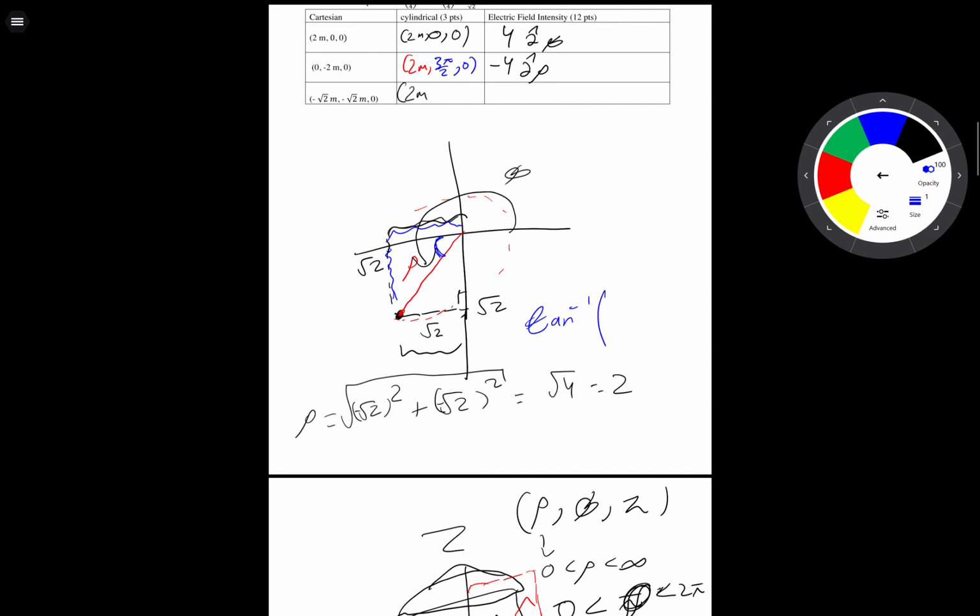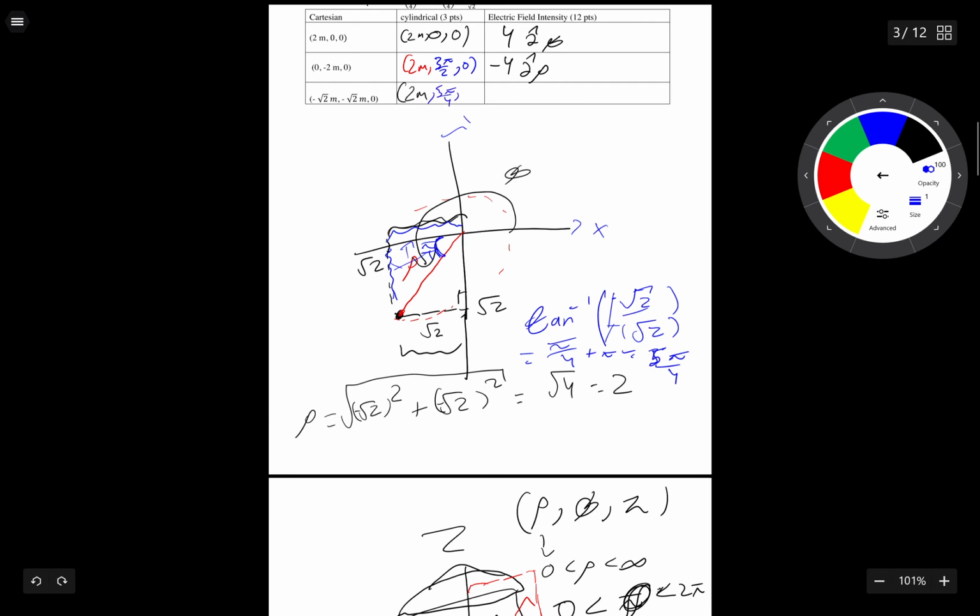So tangent over here: we have negative square root of 2 divided by negative square root of 2. These negatives cancel, and you're given pi over 4. Now this pi over 4 is this angle. But we know we're in the third quadrant, so phi is measured from our x-axis to our point. So it's going to be pi over 4 plus pi, which gives us 5 pi over 4. We can write that down, and our z component is going to be the same.